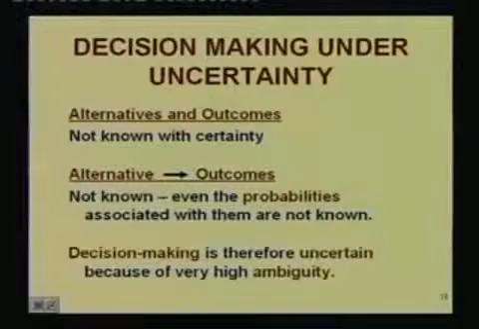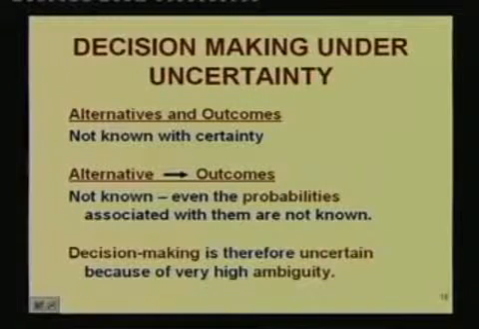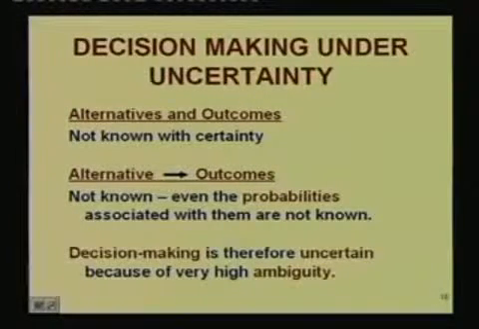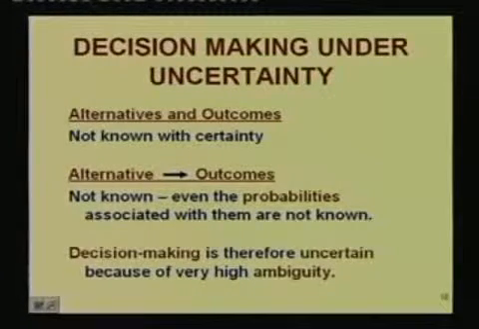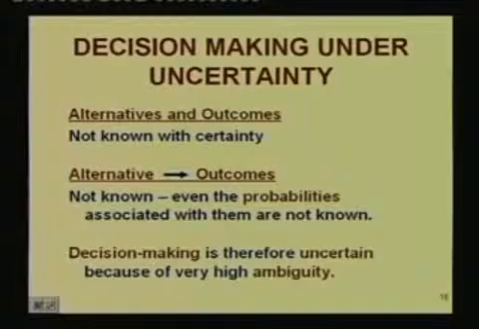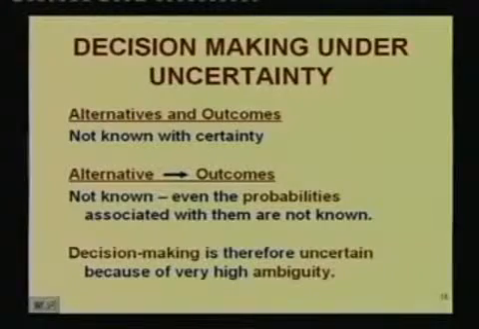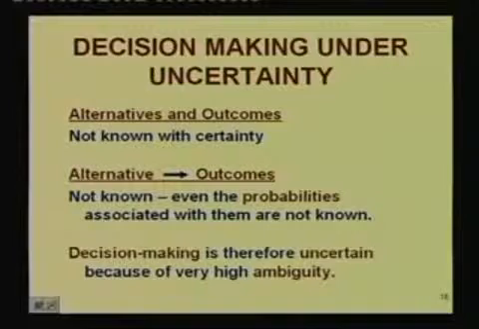Uncertain situations are those where the alternatives and outcomes are not known with certainty. Instead of 3 alternatives which we consider, there may be 4 alternatives. The outcomes also may not be 1. There may be more outcomes which are not known to us. And not only are the alternatives and outcomes not known, but their associated probabilities are also not known, or may be known but are changing in a dynamic manner. Those are called stochastic problems. So decision making is uncertain because of very high ambiguity.